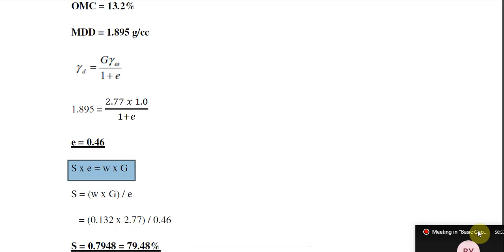Okay, so this is the first problem. Tomorrow I'll solve 2 or 3 problems based on same compaction curve. Please be ready with graph sheets. Okay, so we'll meet again tomorrow, and we'll solve problems on same compaction test. Okay, so that's it for today's lesson. Thank you.